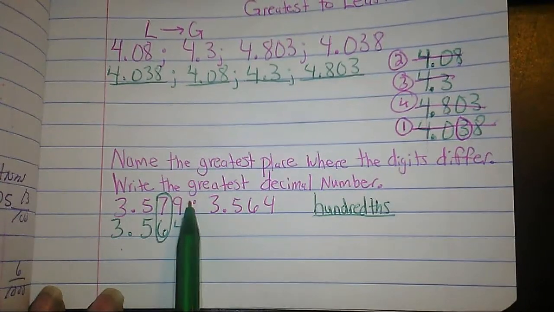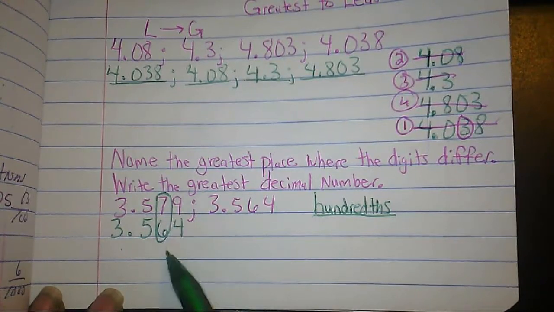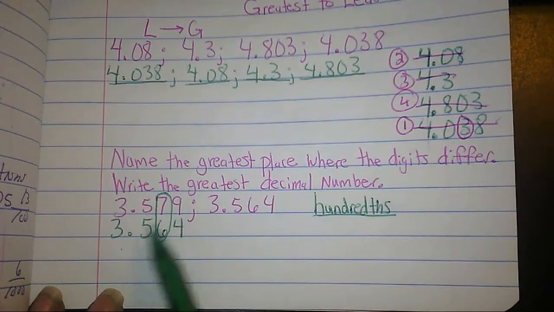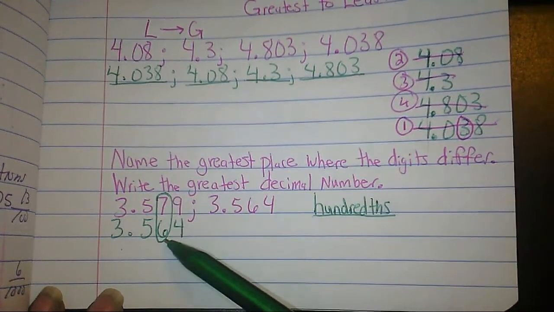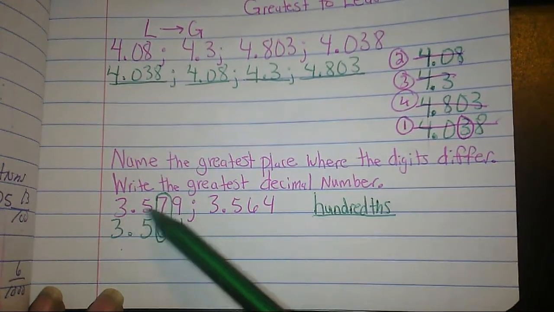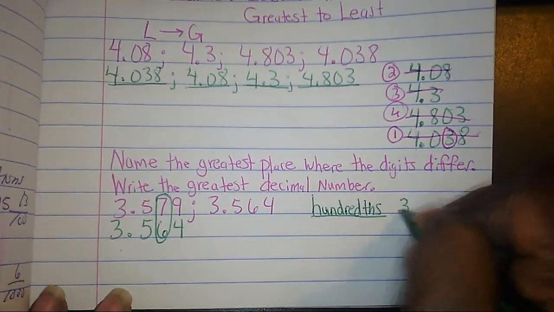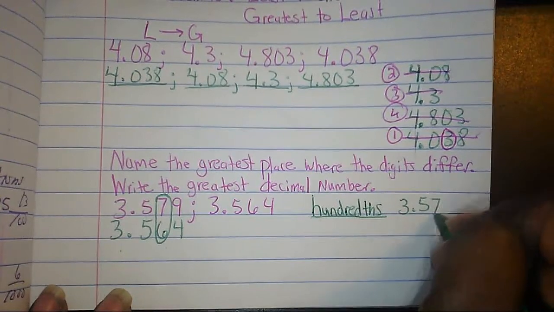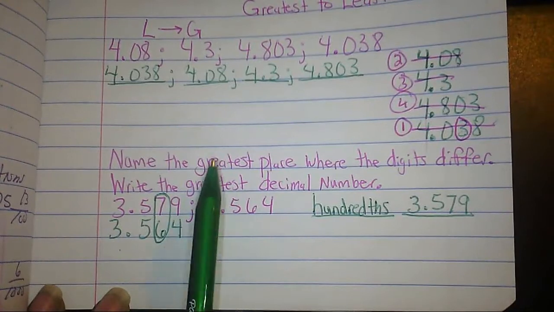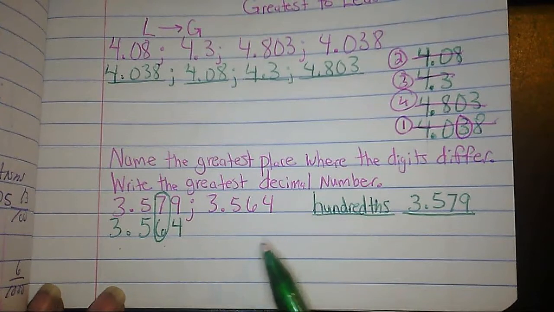Next it says write the greatest decimal number. Well, that means that out of these numbers, which of the decimals is the greatest? Which one of these decimal numbers is the biggest? Well, I can see this is a 7, this is a 6, and this helps me compare. So the 7 is larger, so that means this first one is the greatest decimal number, and I also write that down. And so now I have successfully answered this question or followed these directions. That's all it's asking you to do.